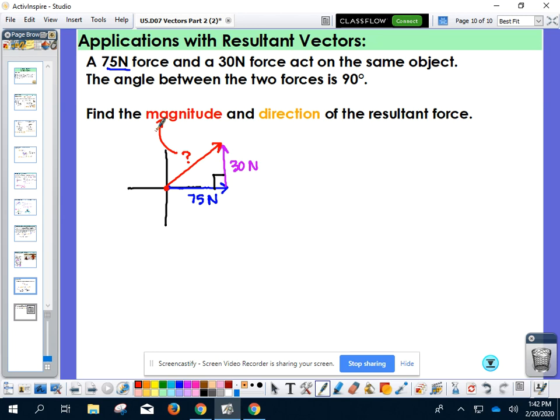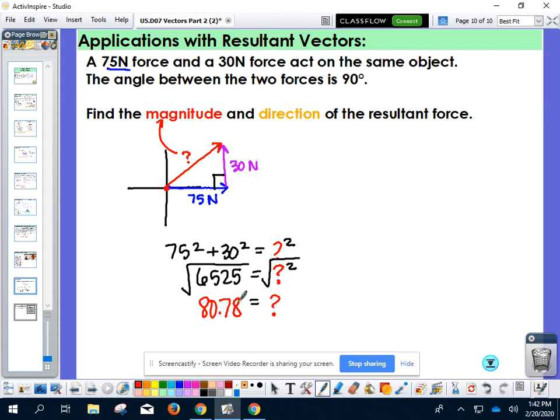Well, this is just a right triangle, so all we need to do is the Pythagorean theorem. 75 squared plus 30 squared is equal to that hypotenuse squared. When I simplify the left side of that equation, I end up with 6,525 is equal to that hypotenuse squared. And then I can take the square root of both sides, and that particular hypotenuse ends up being, if we estimate a little bit, 80.78 newtons. That's the magnitude of this particular vector.